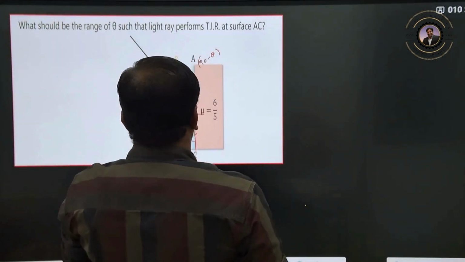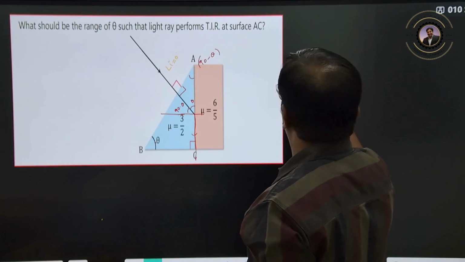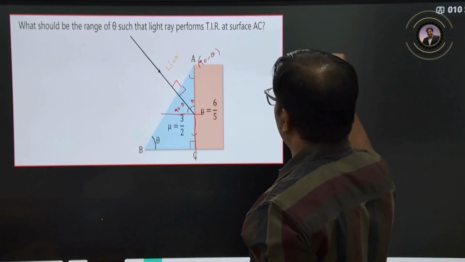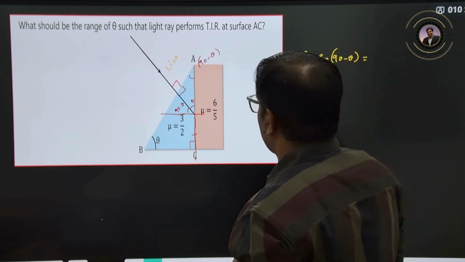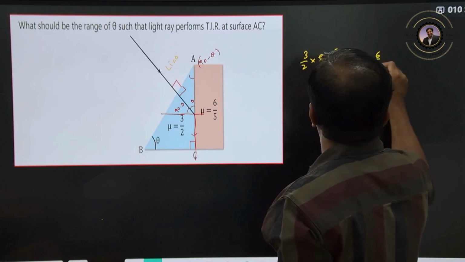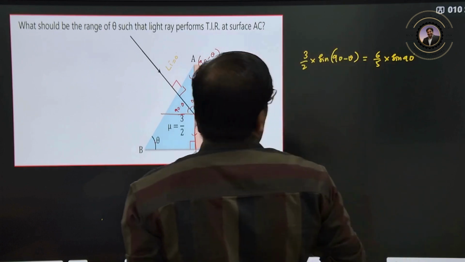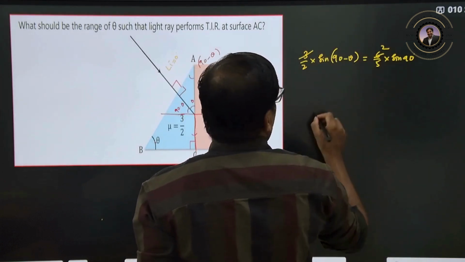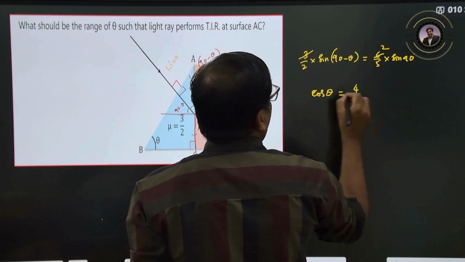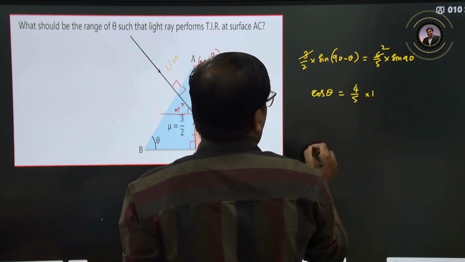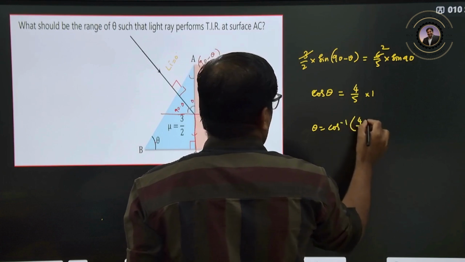Therefore here we can apply Snell's law at this point now. Therefore 3 by 2 into sine of 90 minus theta will be equal to 6 by 5 into sine 90. Clear? So therefore what you can write now, this is 2, so sine of 90 minus theta you can write as cos theta, which will be equal to 4 by 5 into 1. Therefore theta is equal to cos inverse of 4 by 5.